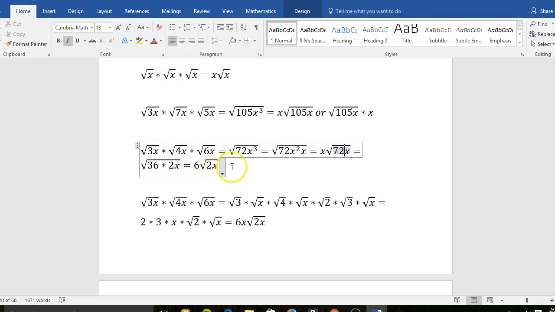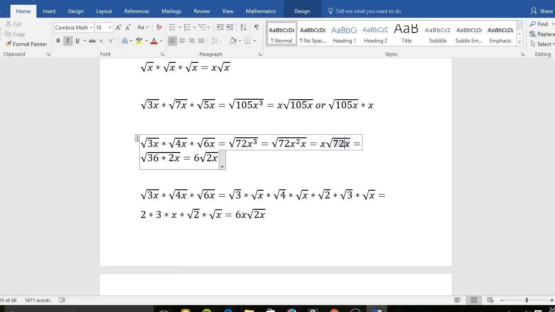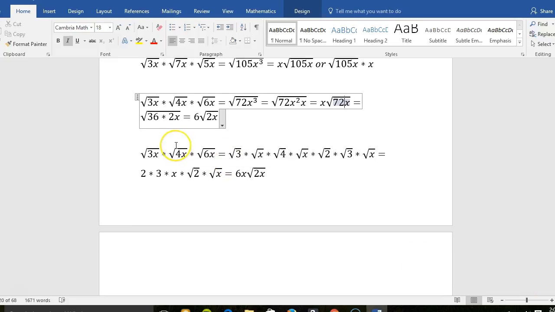Now another approach, the approach I took here was fine. It may not be the most economical. A second approach that we can take is, and in fact, in a minute I'll show you something economical. Let's look at this one. Radical 3x times radical 4x times radical 6x, and by radical I mean square root. So you can break this all up. Radical 3, radical x, radical 4, radical x, radical 2, radical 3, radical x, all multiplied mutually.